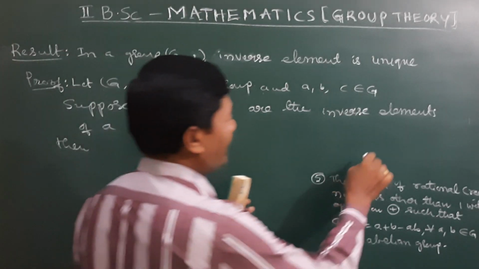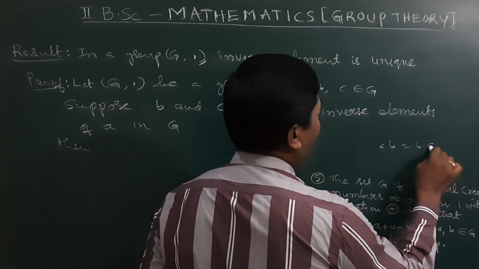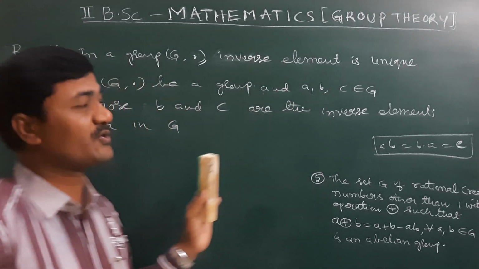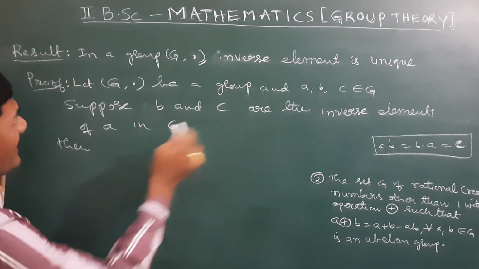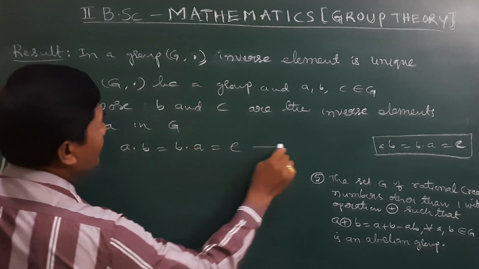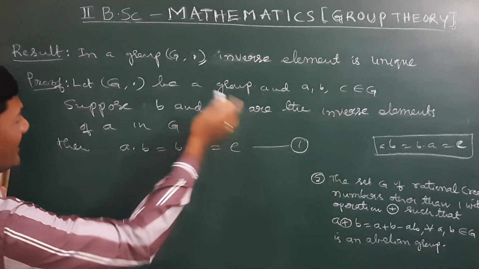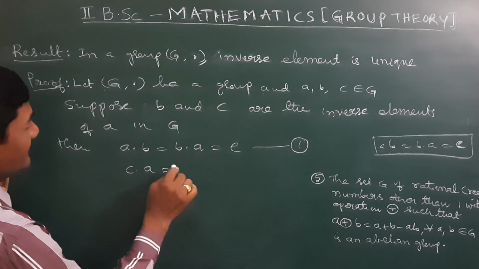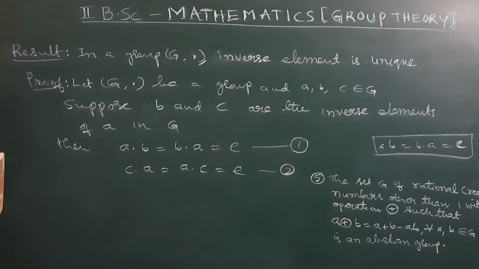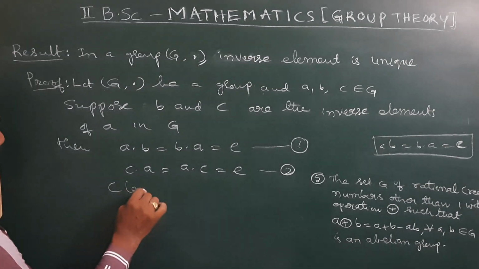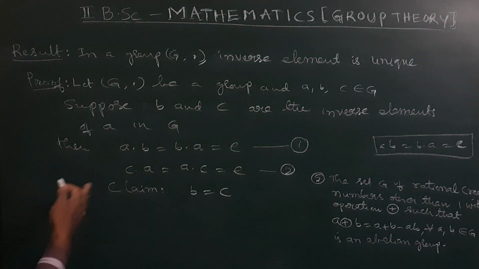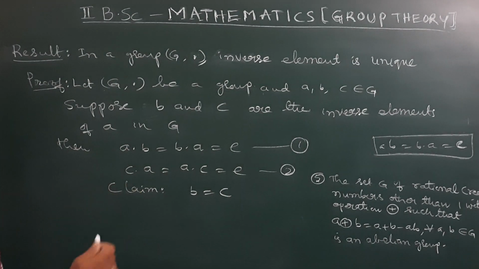By the inverse property, A dot B is equal to B dot A is equal to E only. This is the original inverse property. So B is the inverse of A means A dot B is equal to B dot A is equal to E only. This is equation 1. And C is also the inverse of A: C dot A is equal to A dot C is equal to E. This is the second one only. Now what we are proving is B is equal to C. So the inverse element is unique, not more than one element, only one element only.